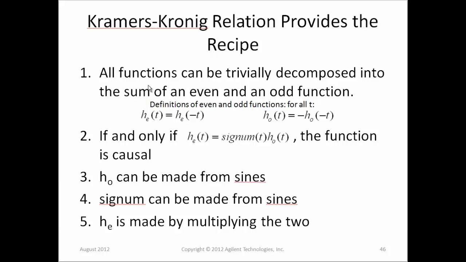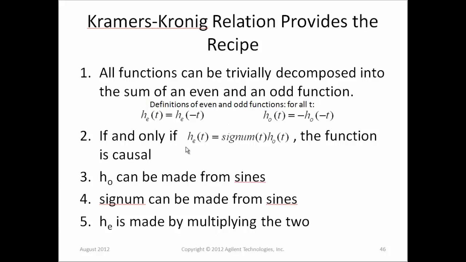The first thing we have to realize is that all functions, no matter what they are, can be trivially decomposed into the sum of an even and an odd function. The definition of an even and odd function, reminder, is that an even function is equal to itself if you just flip the time axis. An odd function, you do the same kind of time flip, but now it's equal to the negative amplitude of itself. That's the even and odd functions. I'll show you how to do that. It's trivial to decompose any function into an even and odd part.